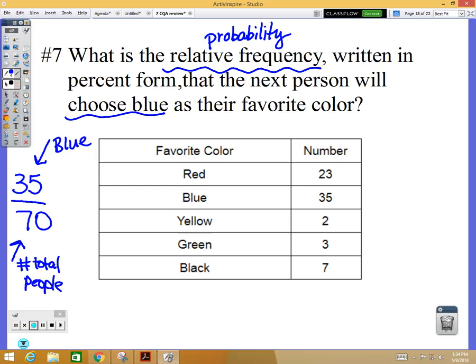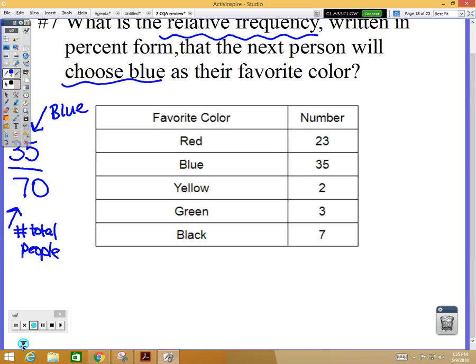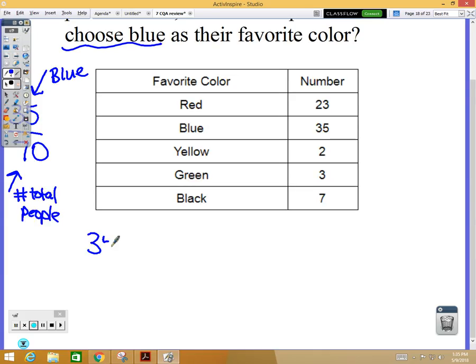Now, this is not our final answer because they want us to write our answer as a percent. So how do we go about changing a fraction to a percent? But how do we go about doing it? Sydney? Good. You do the top number divided by the bottom number. So again, 35 divided by 70. Use your calculator and it says 0.5. That is your decimal form.